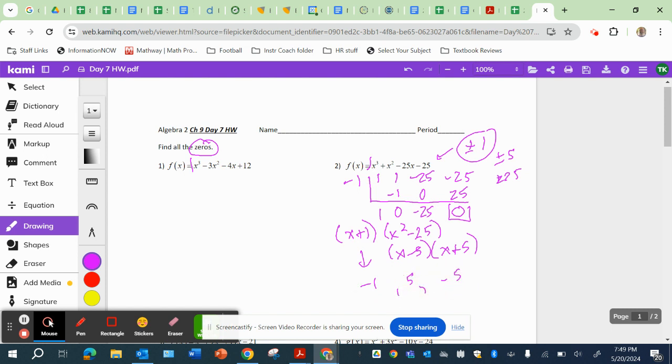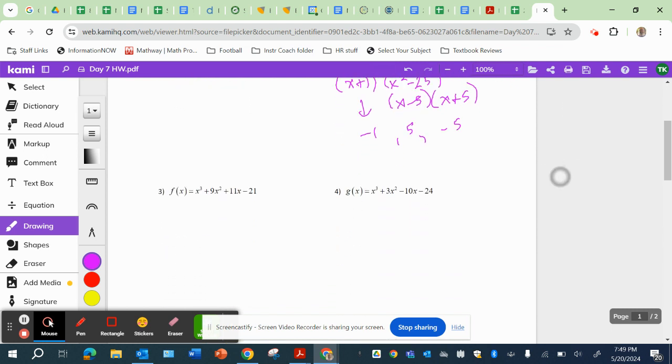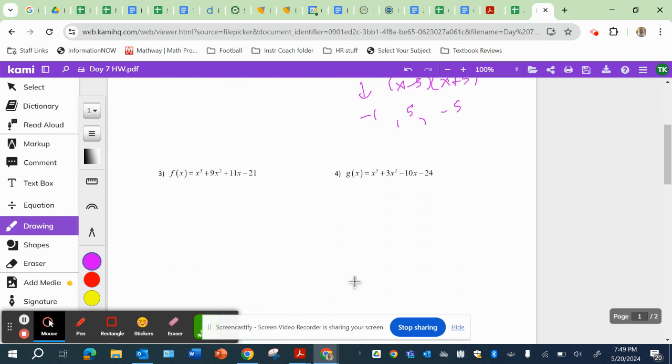And you can always check your answer by graphing this and seeing where it crosses the x-axis. So this one would cross at -1, -5, and +5 however it looks. That's where it's going to go. I'm just going to skip around a little bit.